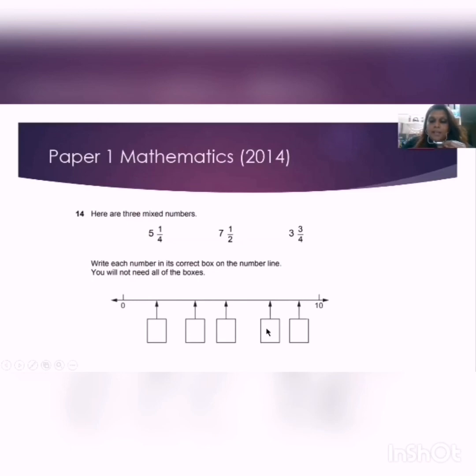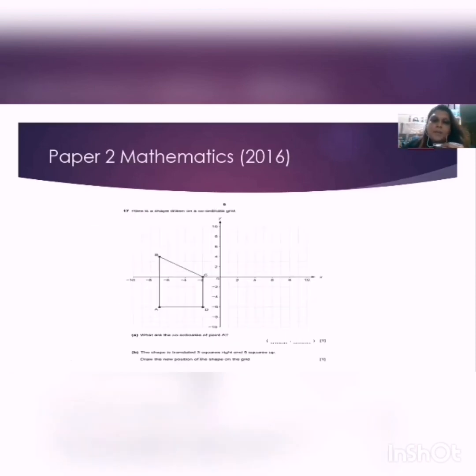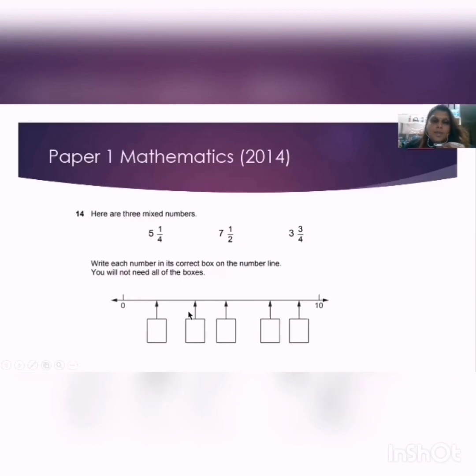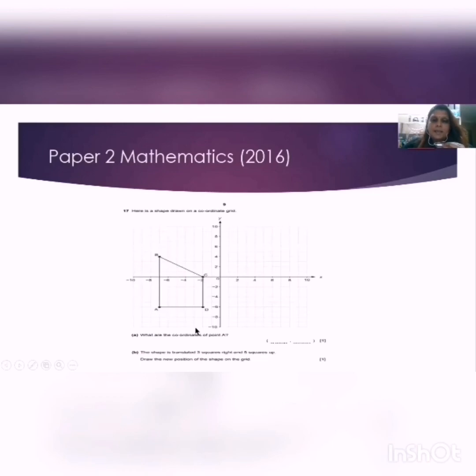Okay, and then we have a look at the rest of the numbers, which are 3 3 over 4 and 5 1 over 4. Look at this. This is 0, and this is 7 here. What you have to do is identify what number you can place over here. Do you think we can put 3 3 over 4 over here? No, because it's too near to 0. Therefore, you can place that here.